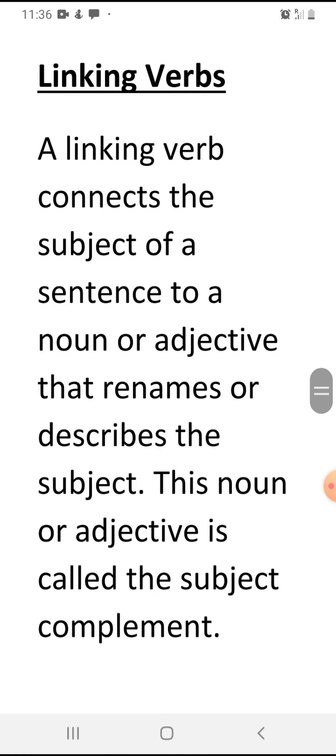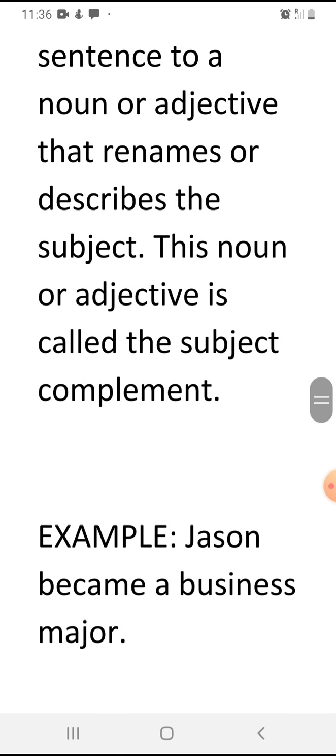Now, the next kind of verb is linking verbs. A linking verb connects the subject of the sentence to a noun or adjective that renames or describes the subject. This noun or adjective is called the subject complement. The word linking itself tells us it creates a link between different elements of the sentence. The verb which is linking the subject and its complement is called a linking verb.